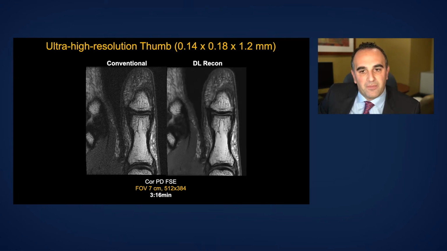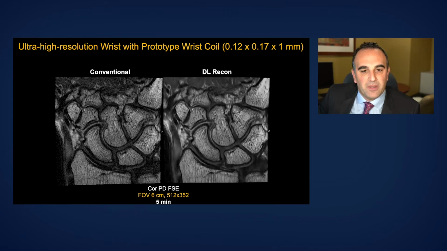Imaging of the thumb in this, what I call an ultra-high resolution proton density image. Note the spatial resolution of 0.14 by 0.18 in plane, and the much sharper image on your right of the DL Recon compared to the left image.